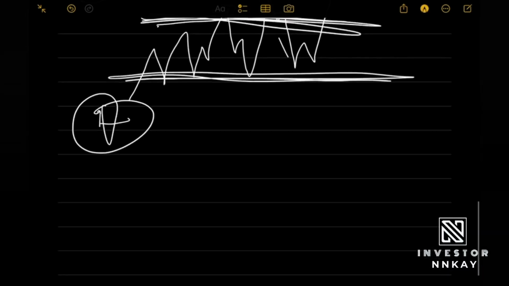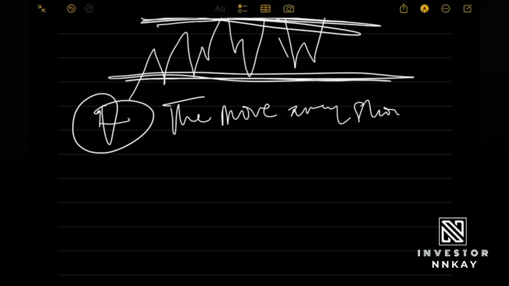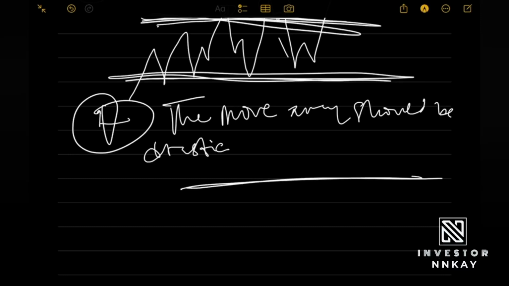The fourth thing that you can look out for is that the move away should be drastic. Alright, so this is a support, this is a resistance level, this is a support level. Price comes here, then it drops immediately. It goes back up, and then it starts doing something like this slowly before it comes here. And then when it gets here, the move away is very fast.